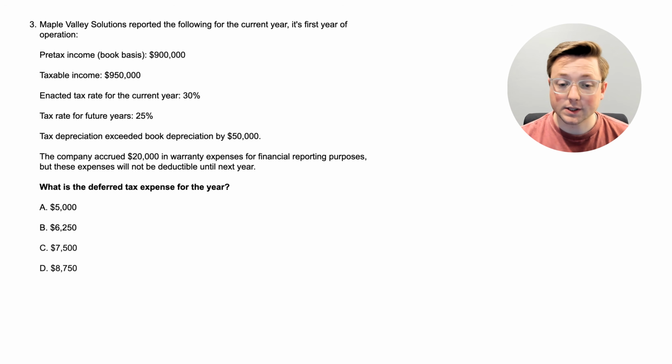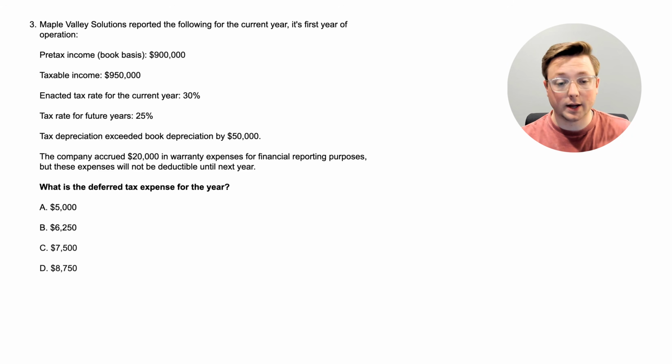And the company accrued $20,000 in warranty expenses for financial reporting purposes, but these expenses will not be deductible until next year. So with all that, again, what is the deferred tax expense for the year? Now, this is something we haven't talked about explicitly yet. We've talked about deferred tax liability, deferred tax asset. What is the difference? What's the deferred tax expense?